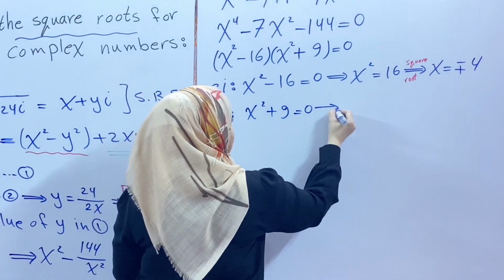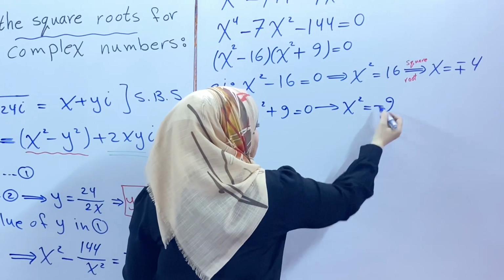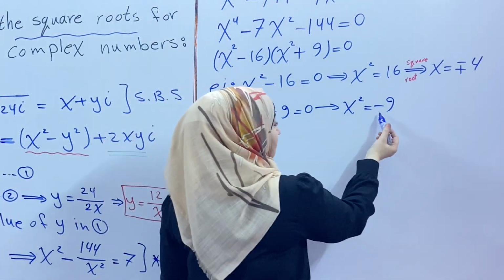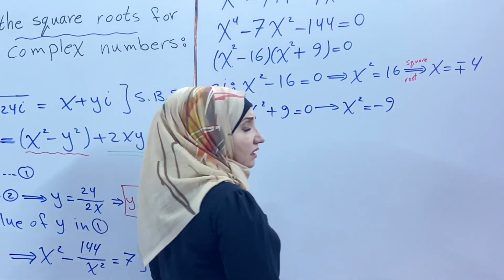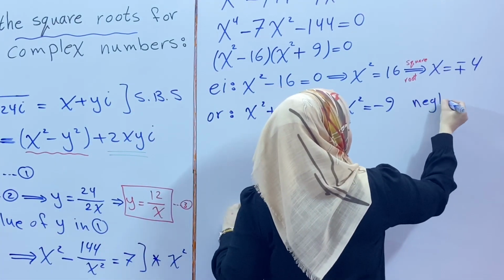equals 0. That means x squared equals negative 9. I can't take the square root for this side because I will get an unreal value for x. That means I will neglect this value.